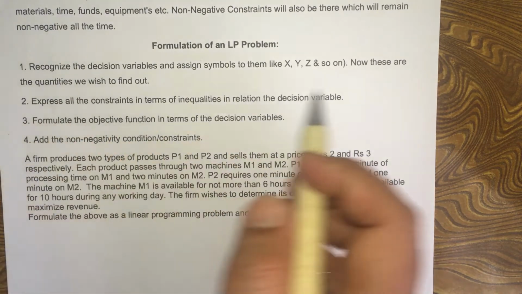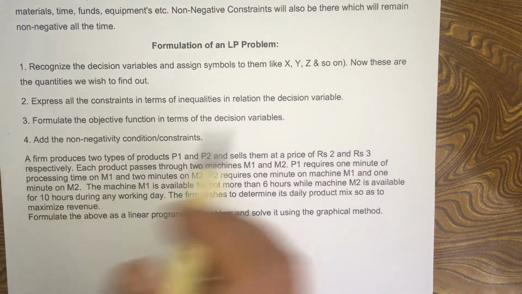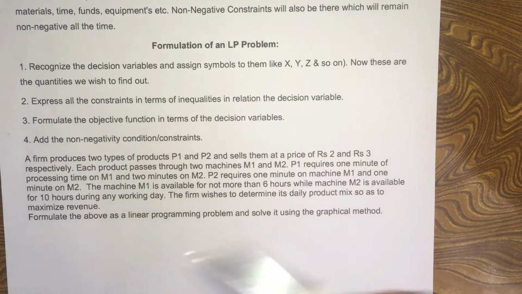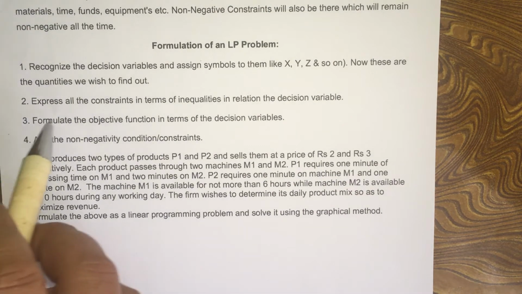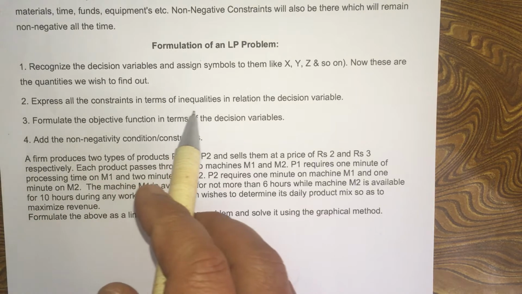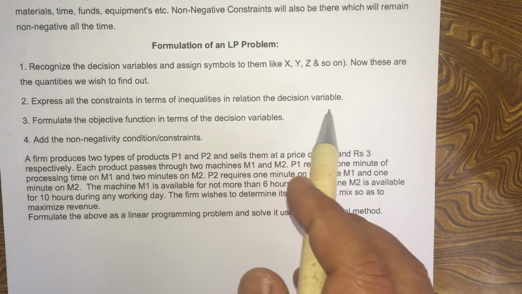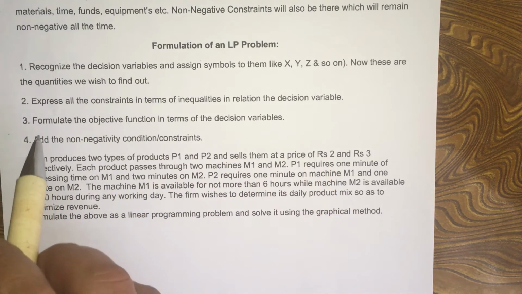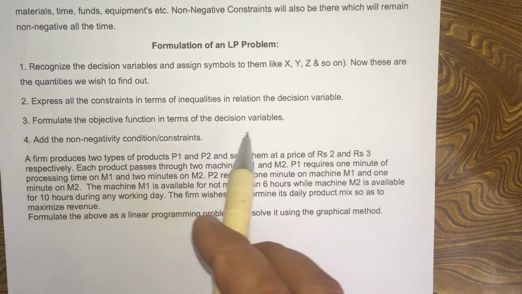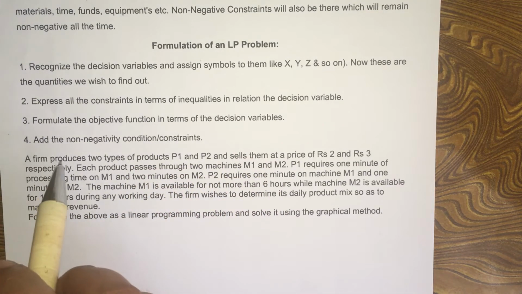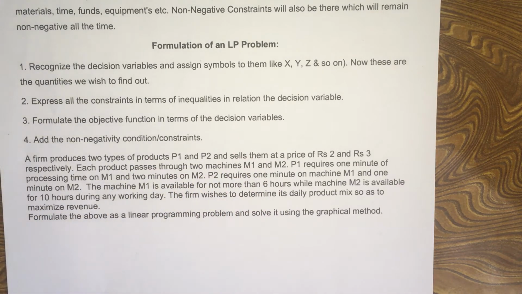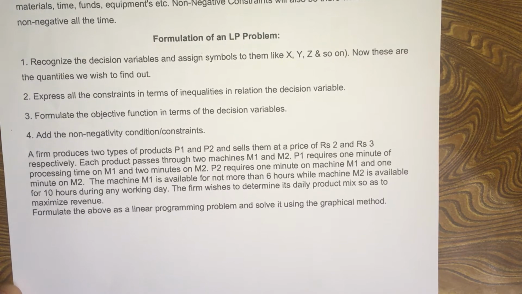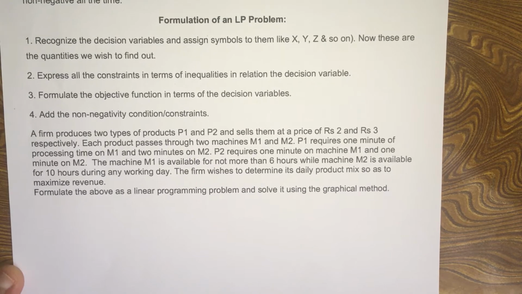These are the quantities we wish to find out, for example how much of product A and how much of product B we need to produce. Number two, express all the constraints in terms of inequalities in relation to the decision variables. Number three, formulate the objective function in terms of the decision variables. And four, add the non-negativity condition or constraints. Before we solve the LP problem, let us first formulate it.